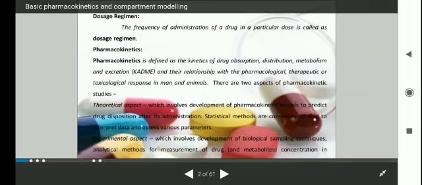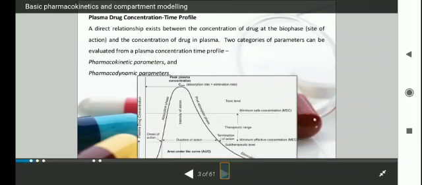Pharmacokinetics and pharmacodynamics: kinetics is the drug's absorption, distribution, metabolism and excretion, and dynamics is what the drug does to the body. Apart from this, we have theoretical aspects along with experimental aspects also. I hope you know this from earlier sessions. Coming into detail with our basic graph, the plasma drug concentration versus time profile. I hope you all know this basic drug versus concentration graph.